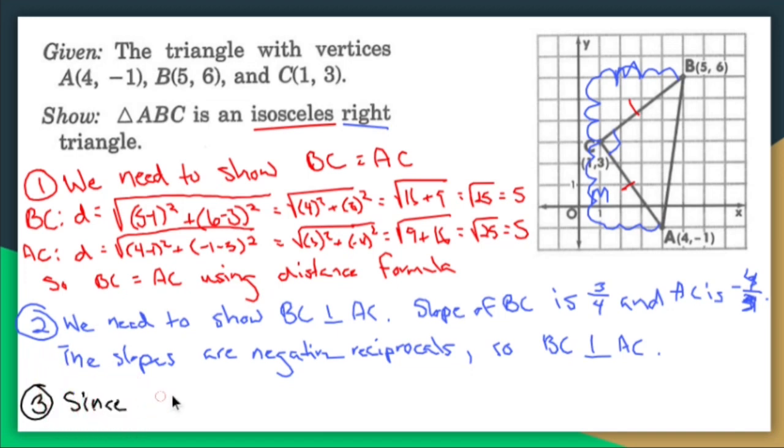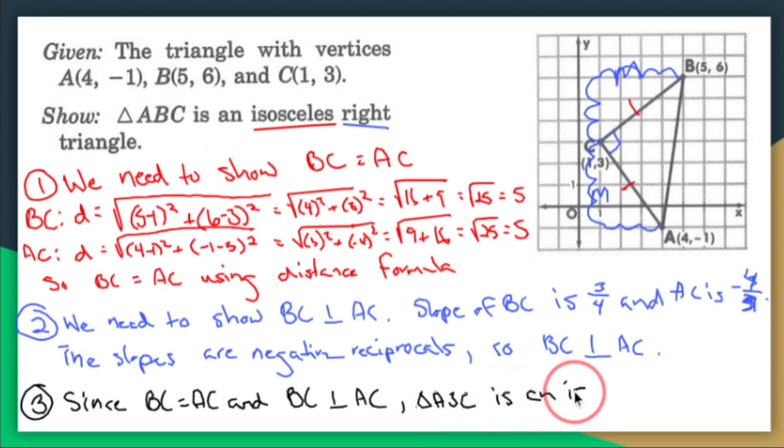Since BC is equal to AC and BC is perpendicular to AC, triangle ABC is an isosceles right triangle. Ran out of space there. Probably could have written out right, but it's too late.